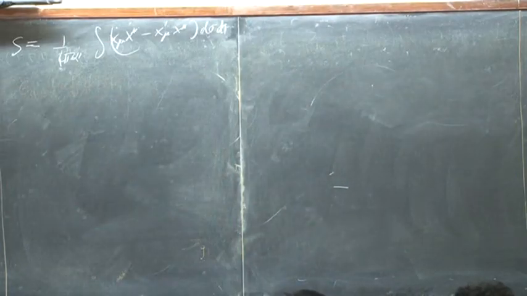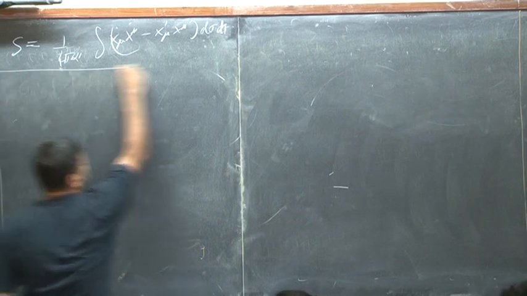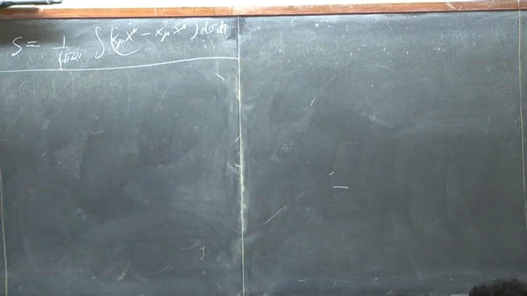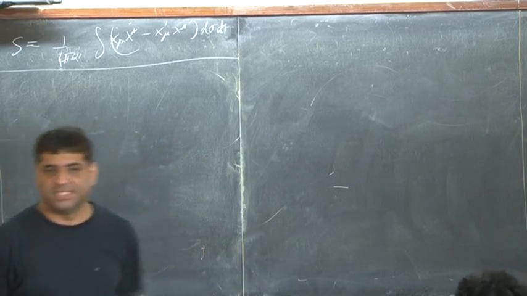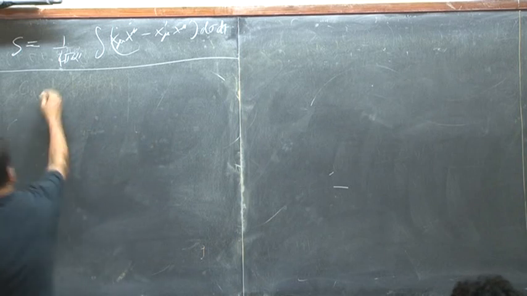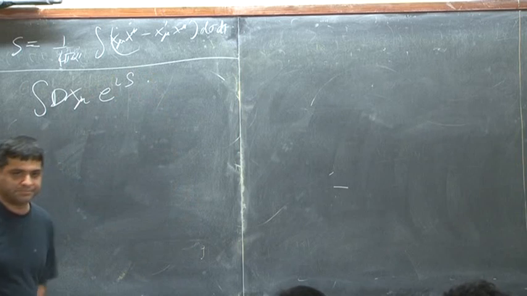Okay, this was the action that we studied and quantized and had fun playing with. Now, in order to compute scattering amplitudes, people want to do path integrals of this action. So people want to do a path integral of the form dx mu e to the power of i S.